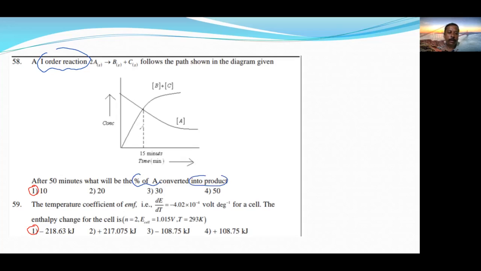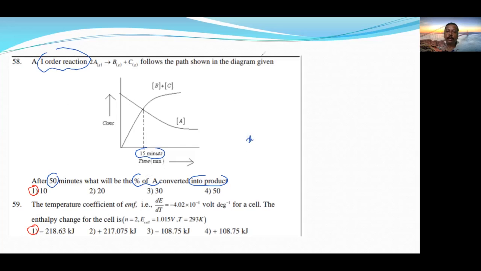Okay. So here after 15 minutes, see here, after 15 minutes, both concentrations are same. Concentration of A reduced and concentration of B and C formed. Both are same. This is what you have to take for granted. Understood? Now with this, you find out K value. Then after finding out the K value, you will get the first order equation. Then T value you will substitute, A value you will substitute, and then percentage only. So you can take A as 100. Converted into product, that will be X. X you have to find out.